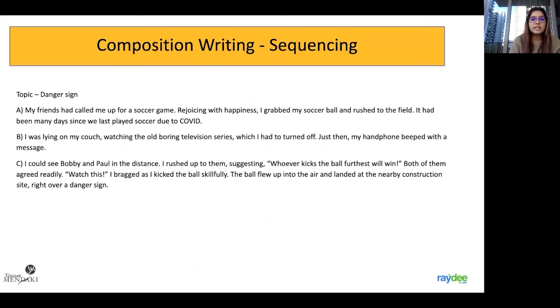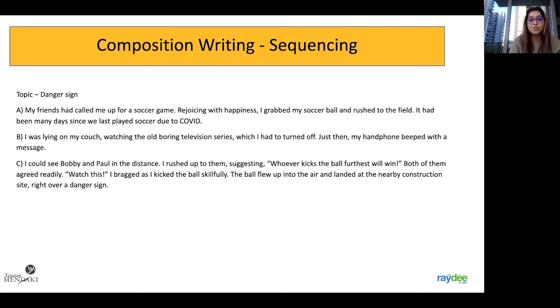All right, following that, here as follows are going to be some composition writing exercises, where you are given 3 sentences here, A, B, and C, and you can actually prompt the students to sequence them. So this is called story sequencing, like to put the stories in order. Like for example, for this one here, which is called Danger Zone. A says, my friends had called me up for a soccer game. Rejoicing with happiness, I grabbed my soccer ball and rushed to the field. It had been many days since we last played soccer due to COVID.